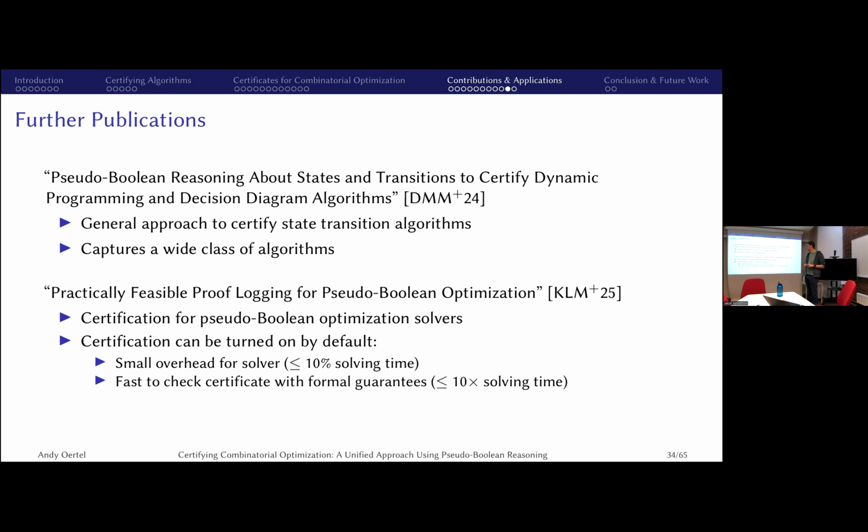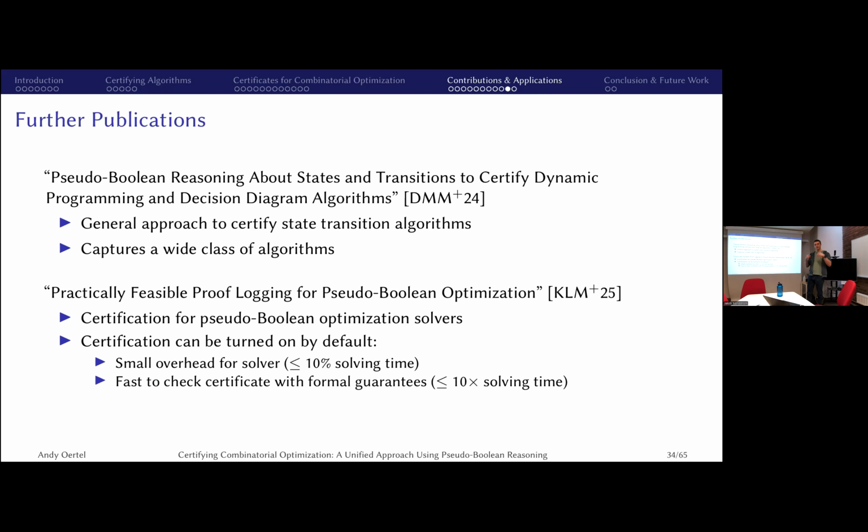And then in this last paper here, we look at pseudo-Boolean optimization, and we provide certification for pseudo-Boolean solvers that satisfies these conditions that we would like to have: that the overhead on the solver for certification is within 10%, and also that the checking of the certificate is fast enough, so it's within 10 times the solving time.